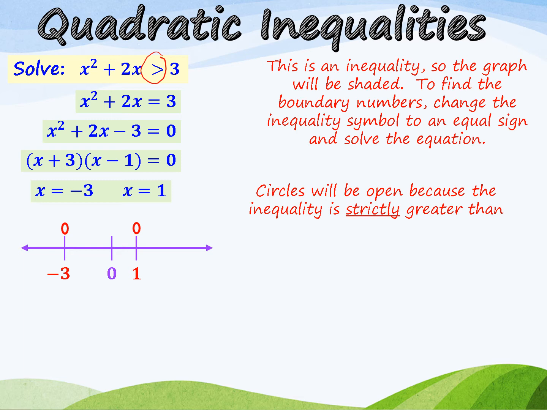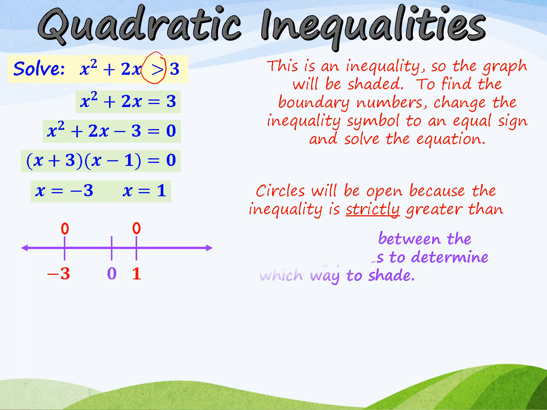Now we have to decide, am I going to shade in between the circles or off to the opposite ends? Well, to do this, I have to pick a point in between my two boundary points, plug it back into the original inequality, and see, does it make a true statement? If it makes a true statement, then I shade in between. If it gives me a false statement, then I shade off to the opposite ends. So, a number that is between -3 and 1 is 0. I mean, dude, pick the easiest number, 0.